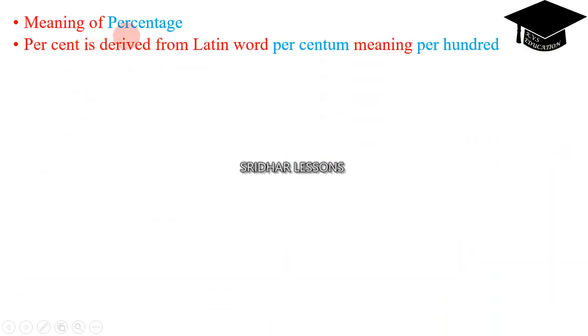Next, the meaning of percentage. Percent is derived from the Latin word per centum, which means per hundred. Okay, percent is derived from the Latin word per centum. The meaning is per hundred.